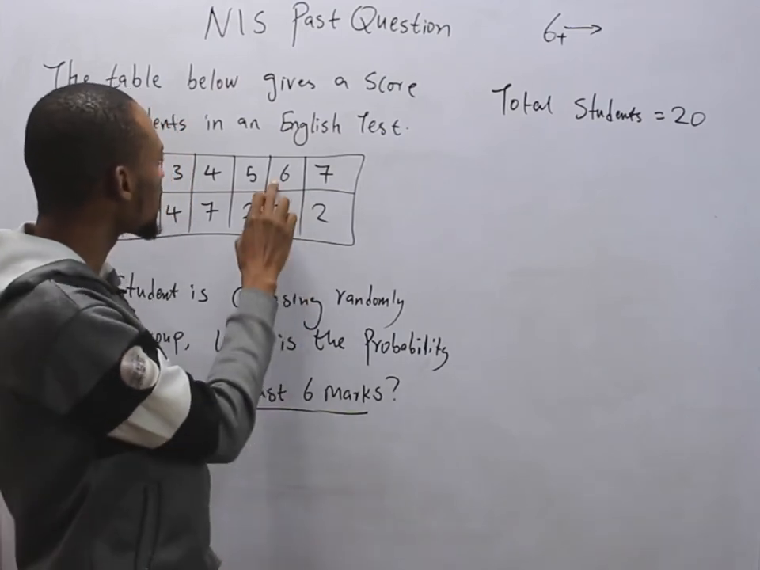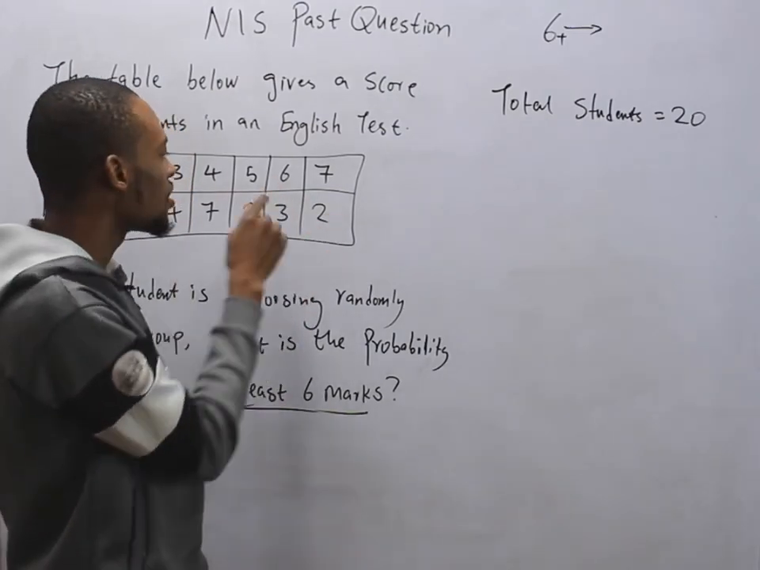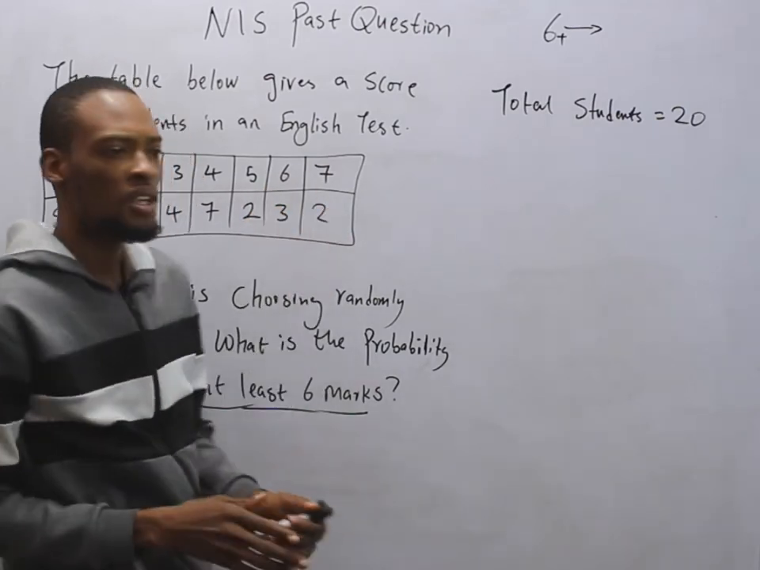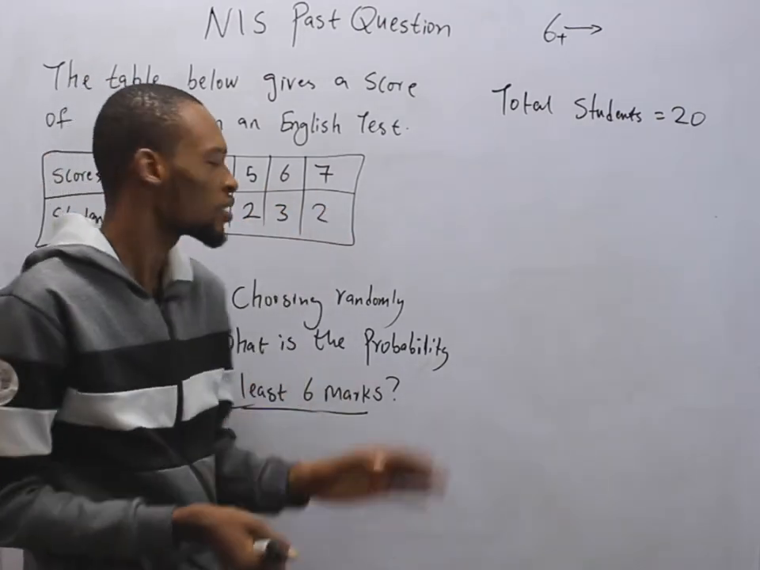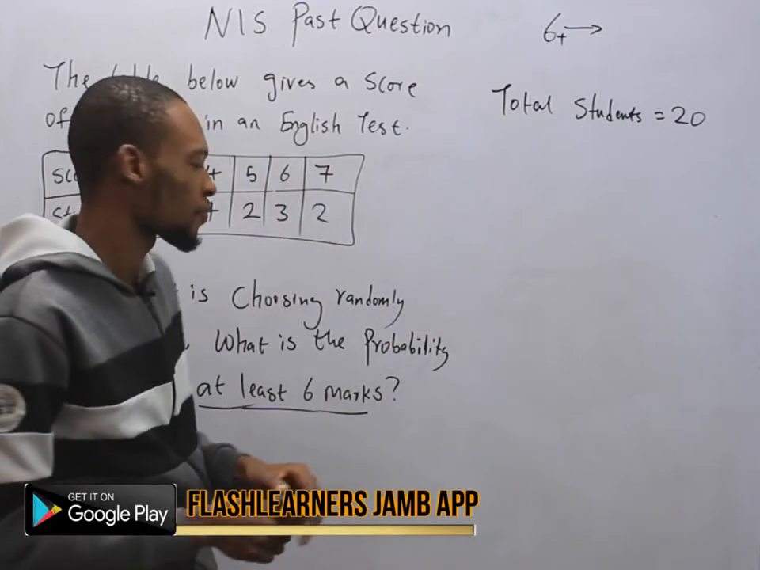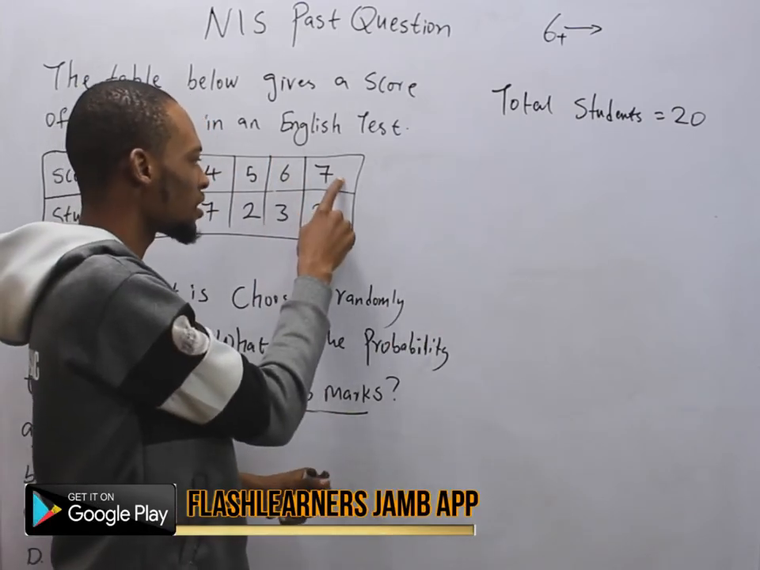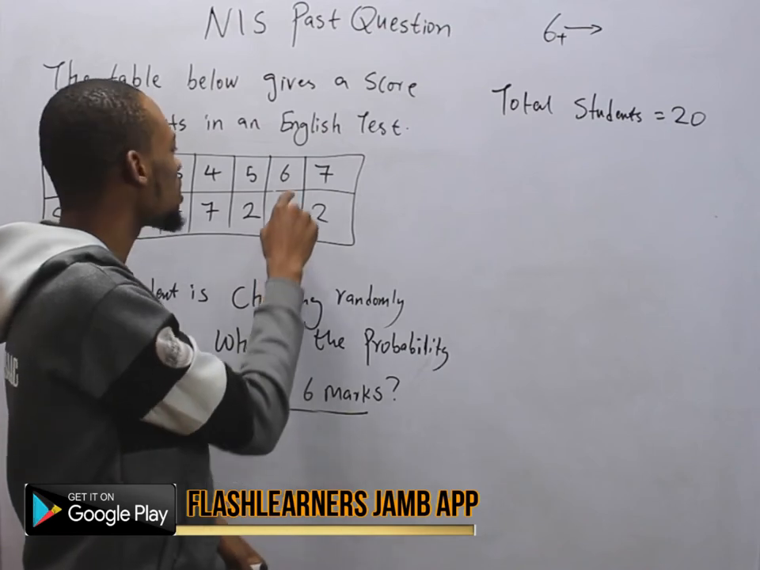Now, the number of students who scored 6 marks or above, or at least 6 marks. We start from here. This is where 6 marks begin. 6 marks, 7 marks. So the number of students who scored at least 6 marks will be from here down. So we have 6 marks, we have 7 marks. Three students scored 6 marks.